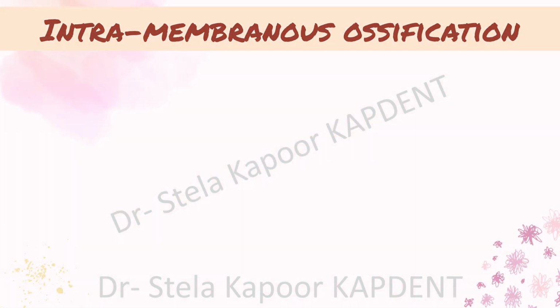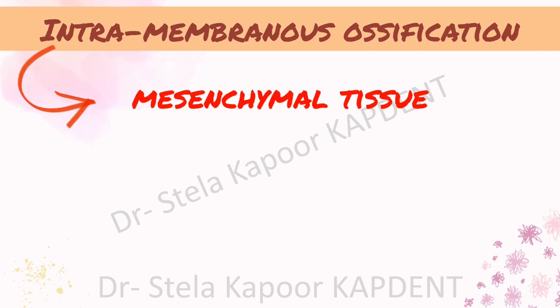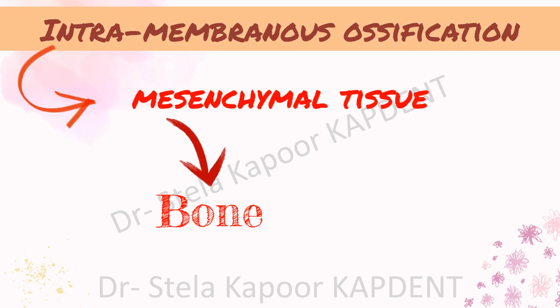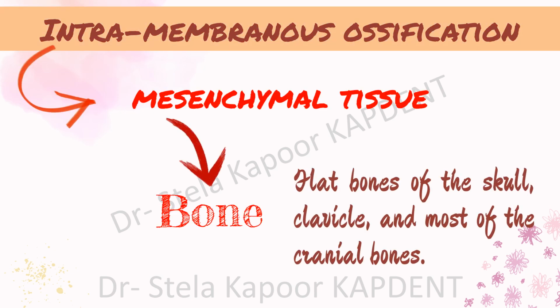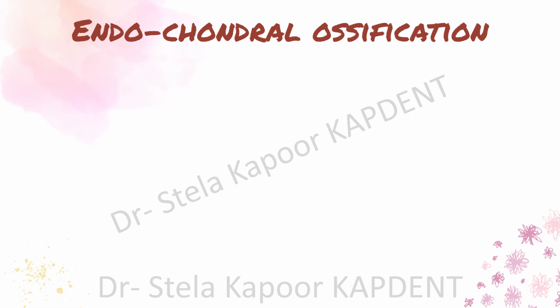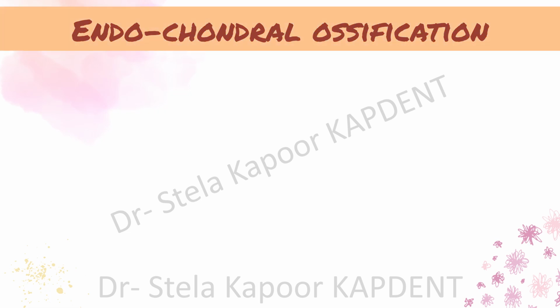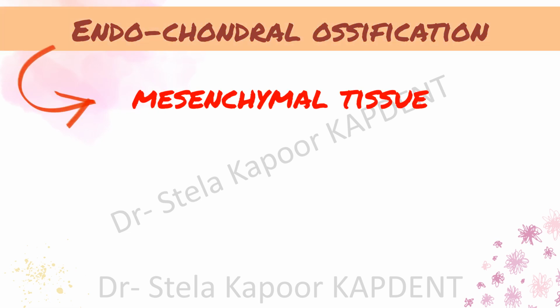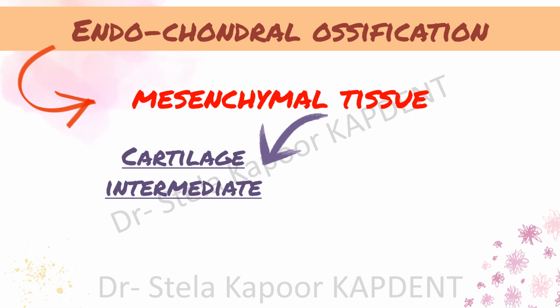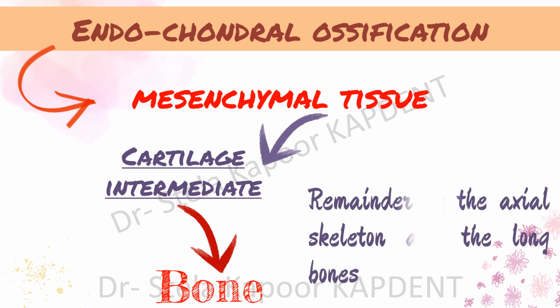Intramembranous ossification directly converts the mesenchymal tissue into bone and forms the flat bones of the skull, clavicle, and most of the cranial bones. Endochondral ossification, on the other hand, begins with the mesenchymal tissue, which transforms into a cartilage intermediate, and it is this cartilage intermediate which is eventually replaced by bone. This ossification is responsible for the formation of the remainder of the axial skeleton and the long bones.